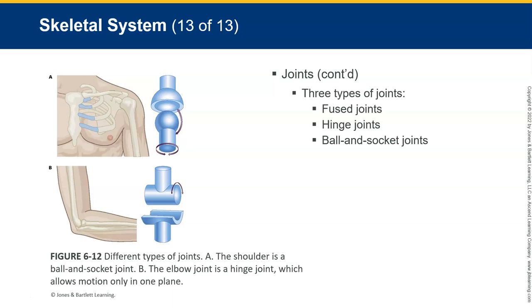You have fused joints. They don't permit any movement between the bone ends. We mentioned that before. We're talking about like the skull. Those things have already fused together, not going to do any movement.